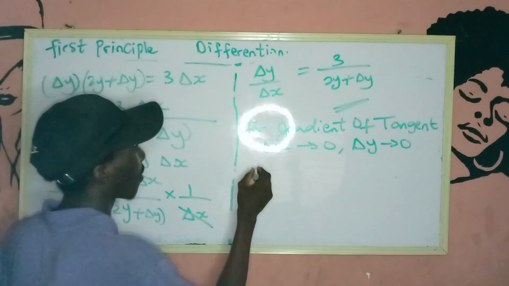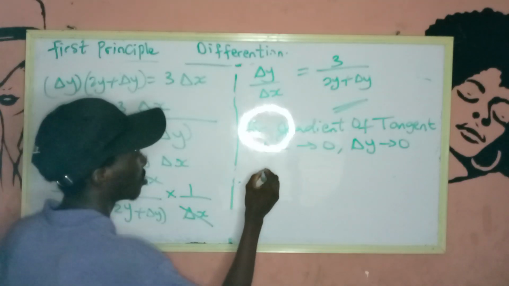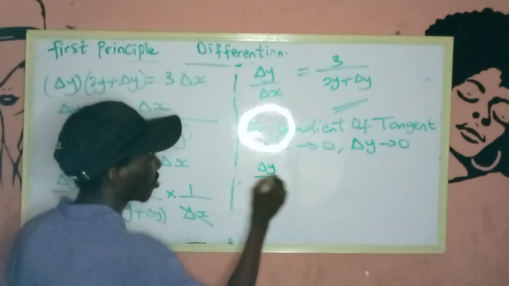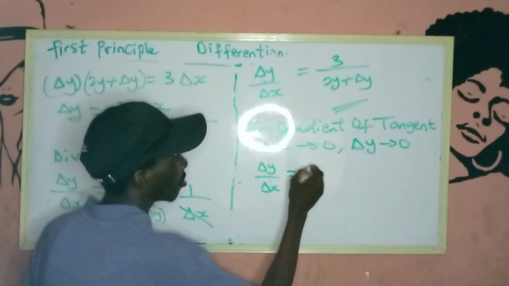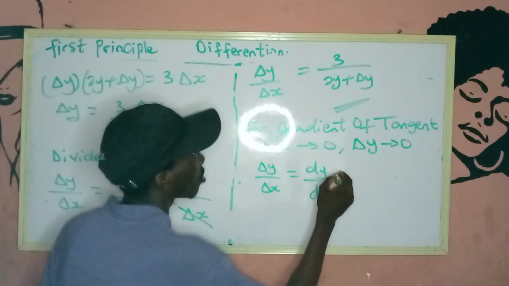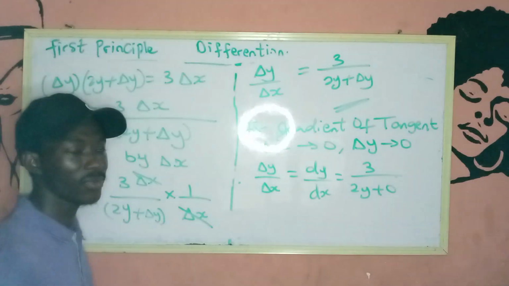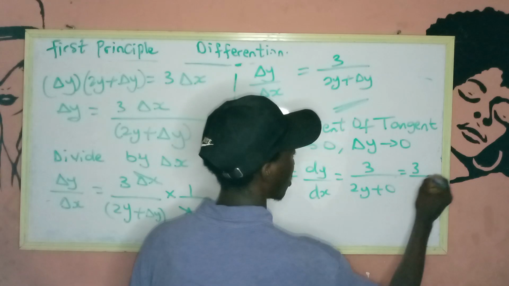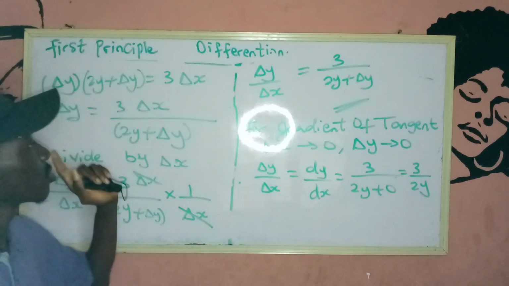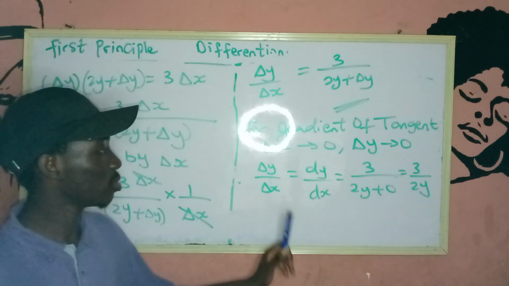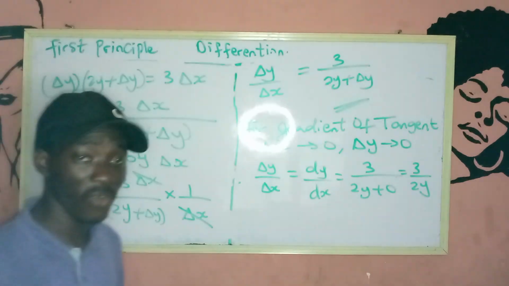So in that case, the value of this also becomes 0. So my change in y over change in x becomes dy/dx. When you put 0 here, that's 2y plus 0. And that equals what? 3 over 2y. So that will be the answer to the question, which is what? Our dy/dx is equal to 3 over 2y. I'm using the what? First principles to solve these questions.